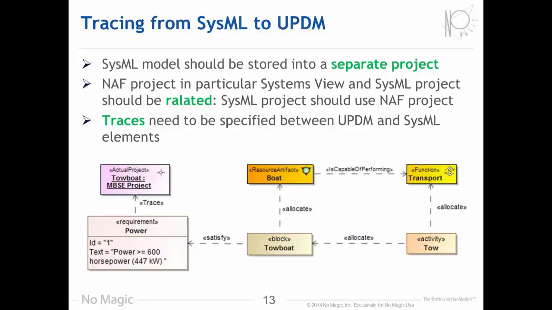But the main point, when we have a separate SysML project, is that we cannot forget traceability. Traceability to our main requirements and capabilities in our UPDM project. In such a case, the main point is to trace blocks in SysML, the systems, to the capability configurations or resource artifacts in UPDM. Here we can use standard SysML relationships, such as allocate, satisfy, trace, as you can see here in the example.